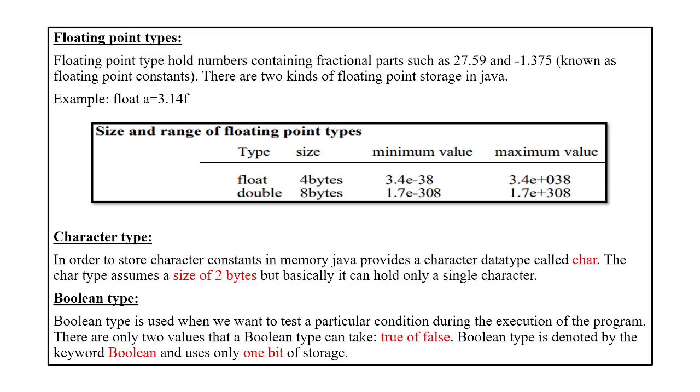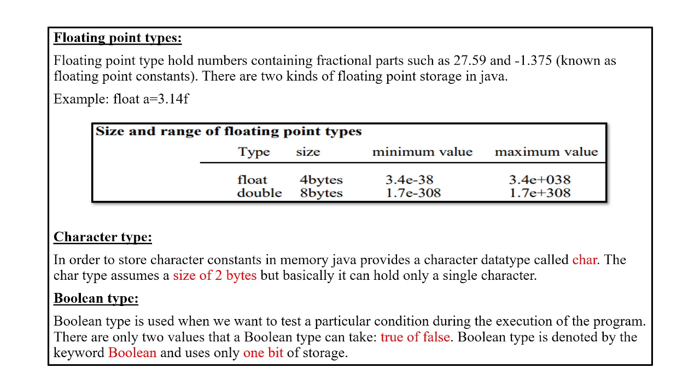Now moving to the floating point. If you want to store any long precision decimal point number, Java supports two types to store such values. They are float and double. If it is a float, we need 4 bytes of memory, and if it is a double, we need 8 bytes of memory. Moving to the third data type, that is the character data type. If you want to store a single character, then we need a character data type called char, and it needs 2 bytes of memory and can hold a single character.